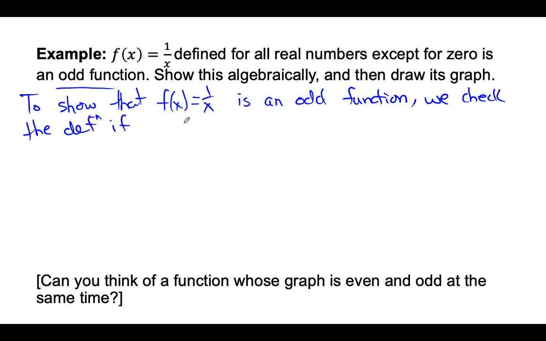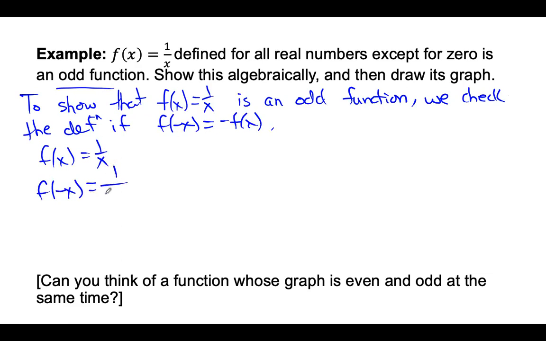So, f of x equals 1 over x. f of negative x is going to be 1 over negative x, which is just equal to negative 1 over x. And negative f of x is equal to the same thing, negative 1 over x. So they're the same thing.